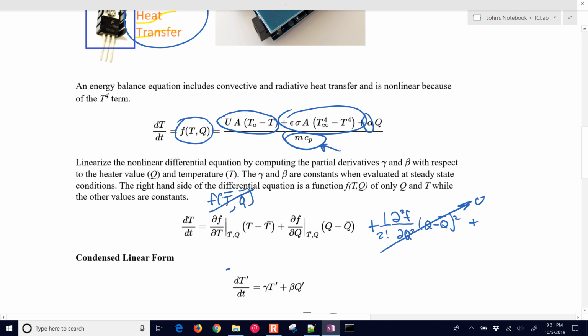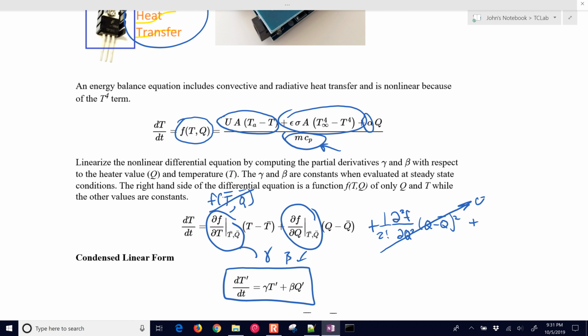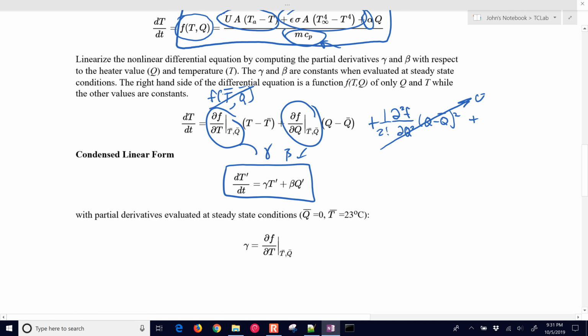If we put this into condensed form, we're going to take this and say that that is the gamma value, and then this term right here is going to be our beta value. So it's just going to be constants once we plug in the nominal values after taking the derivative of this right hand side of the expression with respect to temperature and with respect to Q. There's some more information on the course website that reviews the linearization and how we do that.